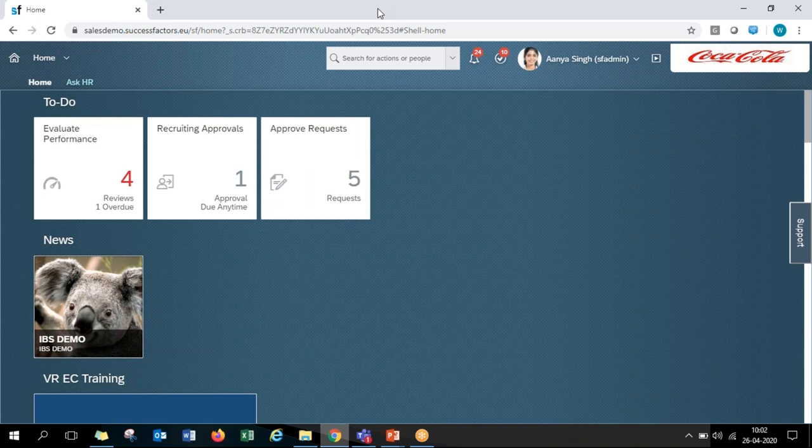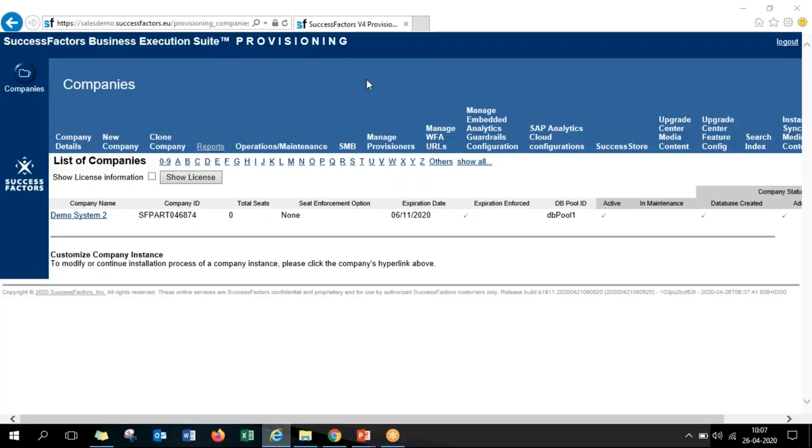So now let me quickly open the provisioning side of the system and show you guys, just to give you a high-level UI introduction of it. It will not take more of your time. Just a moment, please, I'm just logging in. Yeah, so this is the provisioning system, guys.